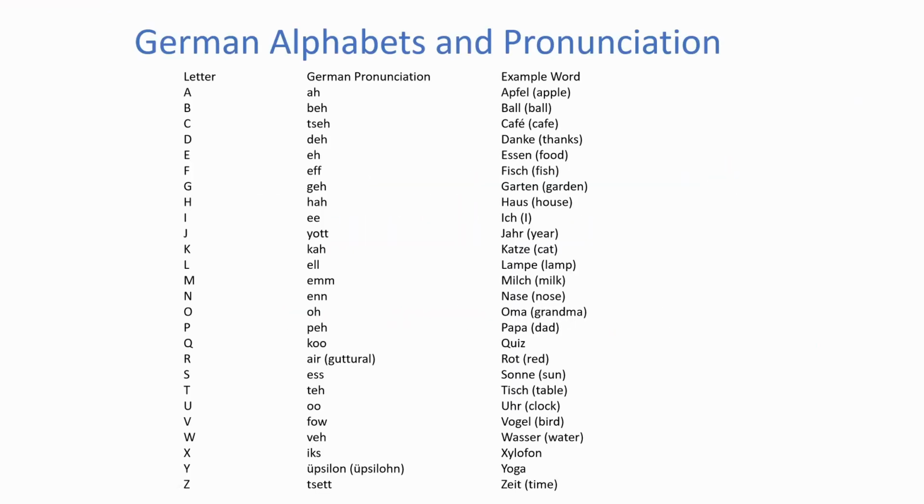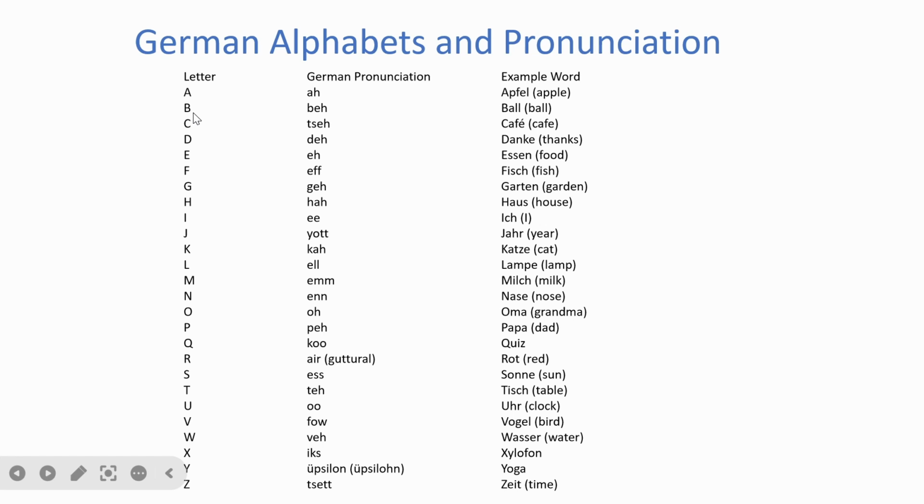On the left-hand side, we have English letters. In the middle, we have German pronunciation. And on the right-hand side, we have example words. So, let's start. The English letter A is pronounced in German as A. The example for this letter is Apfel. Apfel means apple.